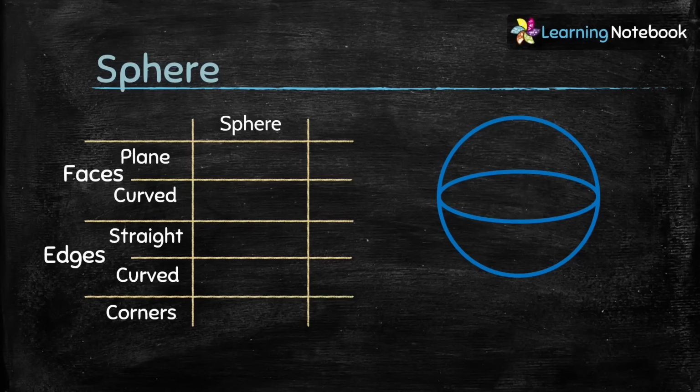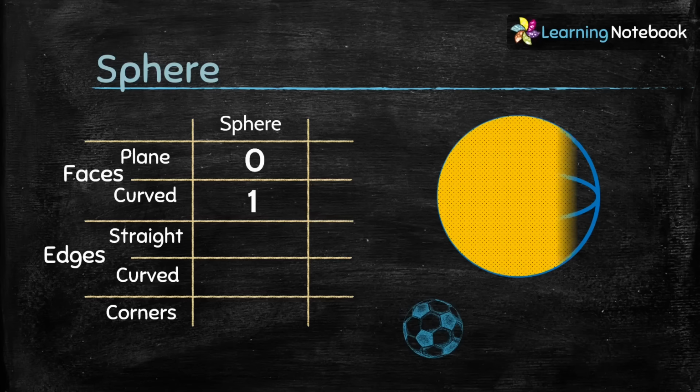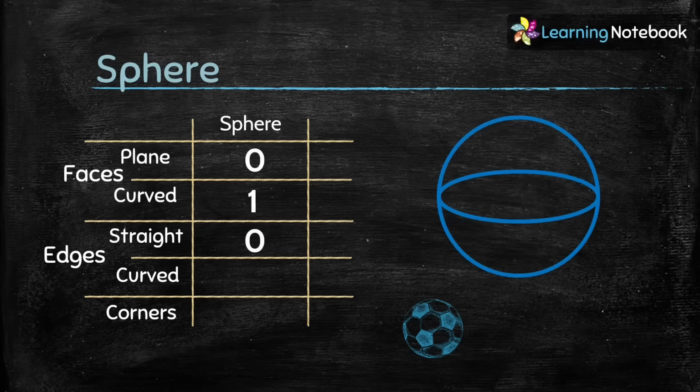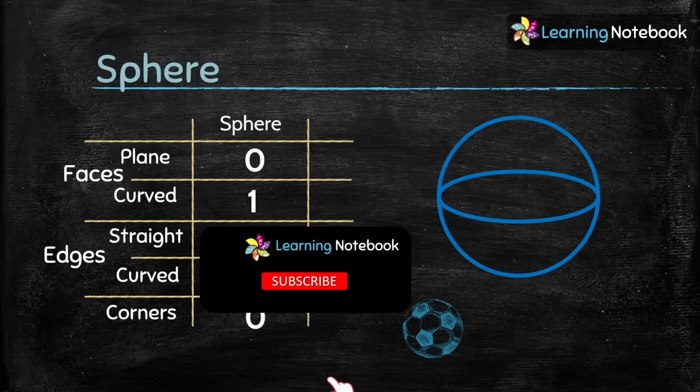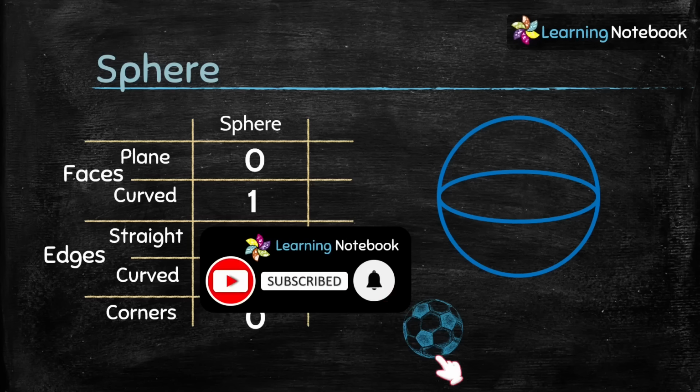Now next is sphere. As you can see, a sphere has no plane face, but it has one curved face. Next, a sphere has no straight and curved edges. And lastly, a sphere has no corners.